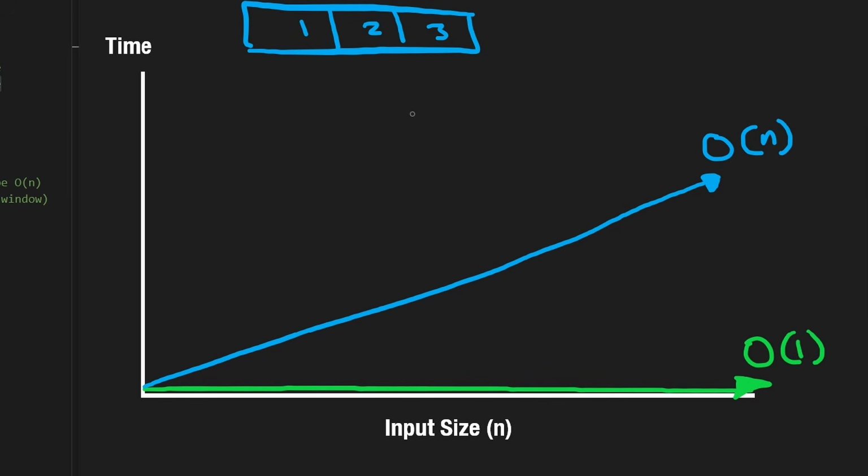Also, removing from the middle is going to be similar. If we remove from the end, it's a constant time operation. But if we remove from an arbitrary position, for example, the first position, then we would have to shift every other value to the left, and we'd end up with an array that looks like this.